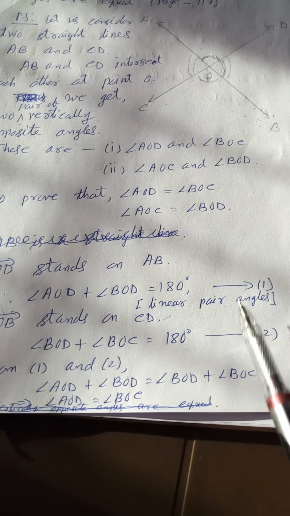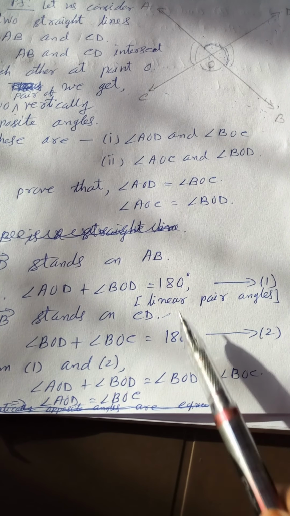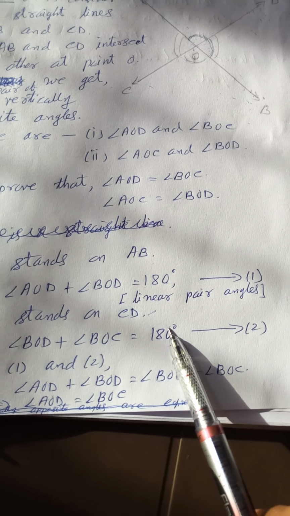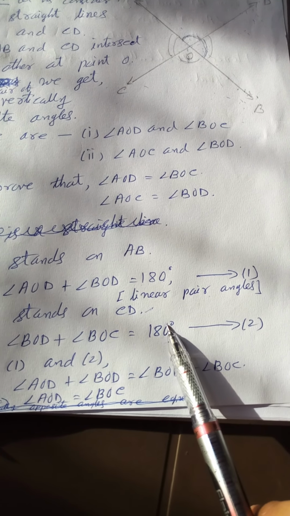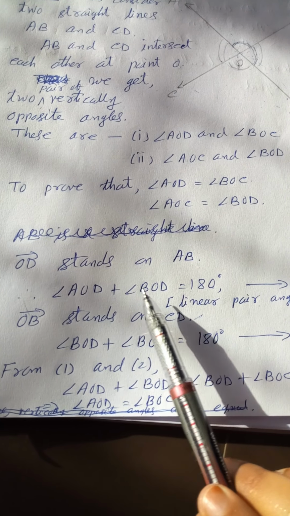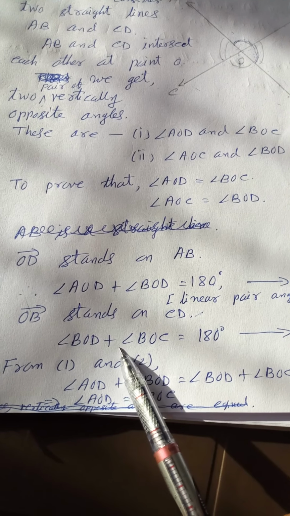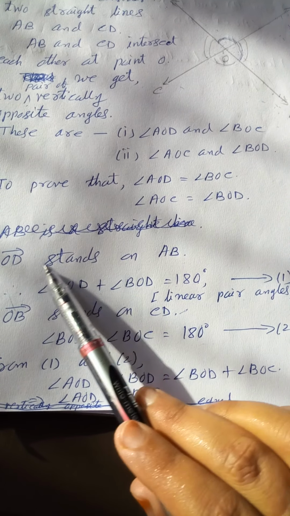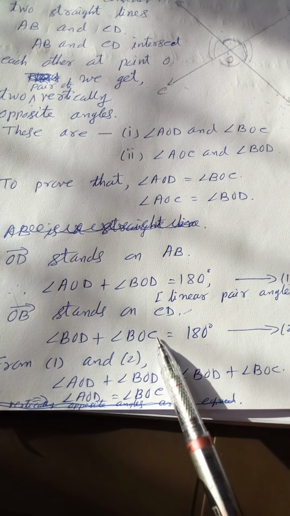Now see that from 1 and 2, these two equations, right hand side is equal. Yes or not? 180 degree, 180 degree. So when right hand side is equal, then obviously left hand side also equal. So AOD plus BOD is equal to angle BOD plus angle BOC.